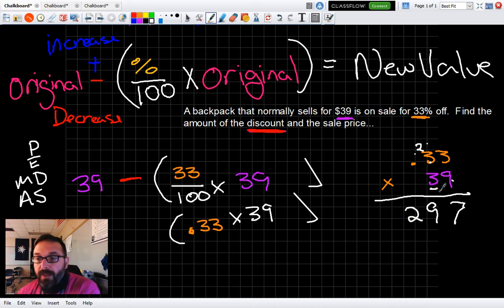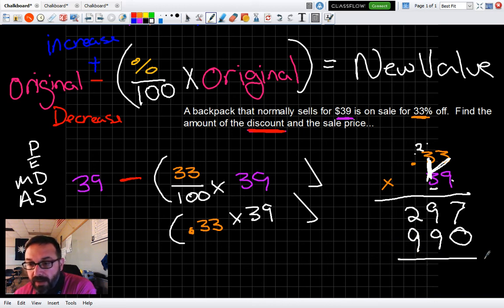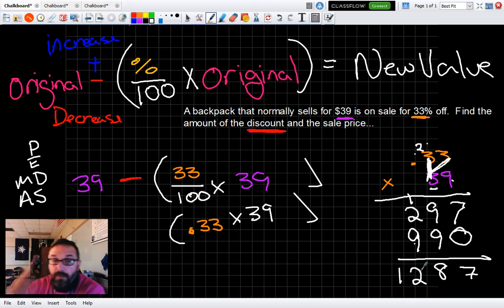Now I'm going to multiply by the 3, but that's not really a 3. It's a 30, so I have to put my placeholder for a 10. Now I'm going to multiply diagonally. 3 times 3, 9. And now I'm going to multiply vertically. 3 times 3, 9. And now I add. 7 plus 0 is 7. 9 plus 9 is going to be 18. Carry it. 1 plus 2 is 3. Plus another 9. 3 plus 9 would be 12. Okay, so I have 1287, but I'm not done.